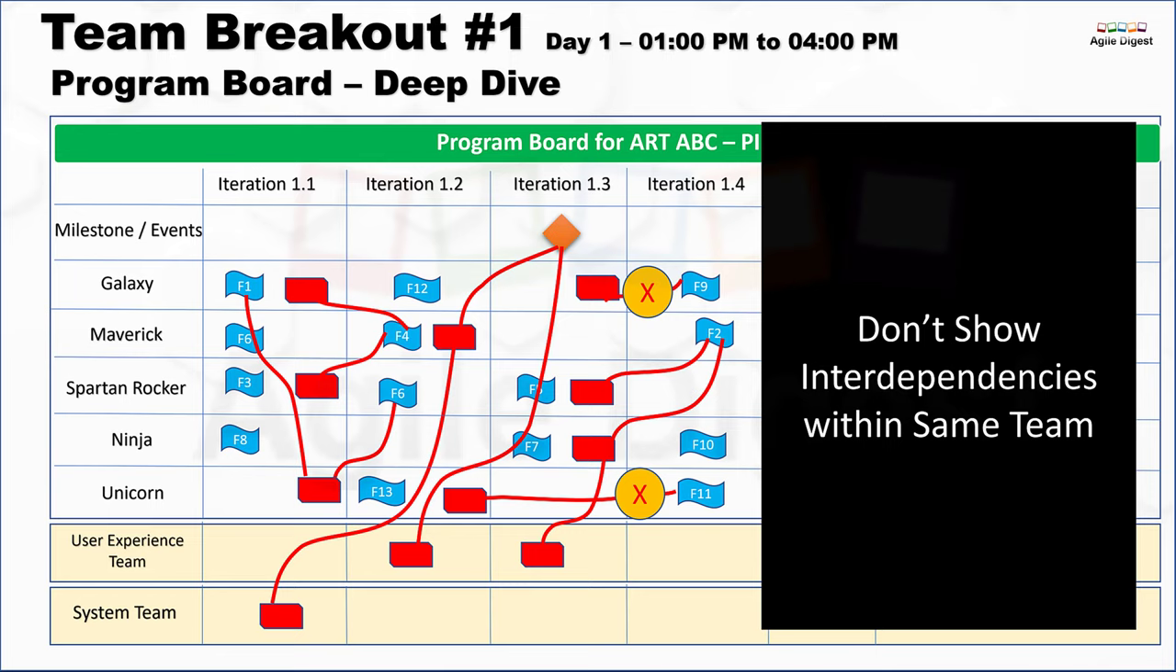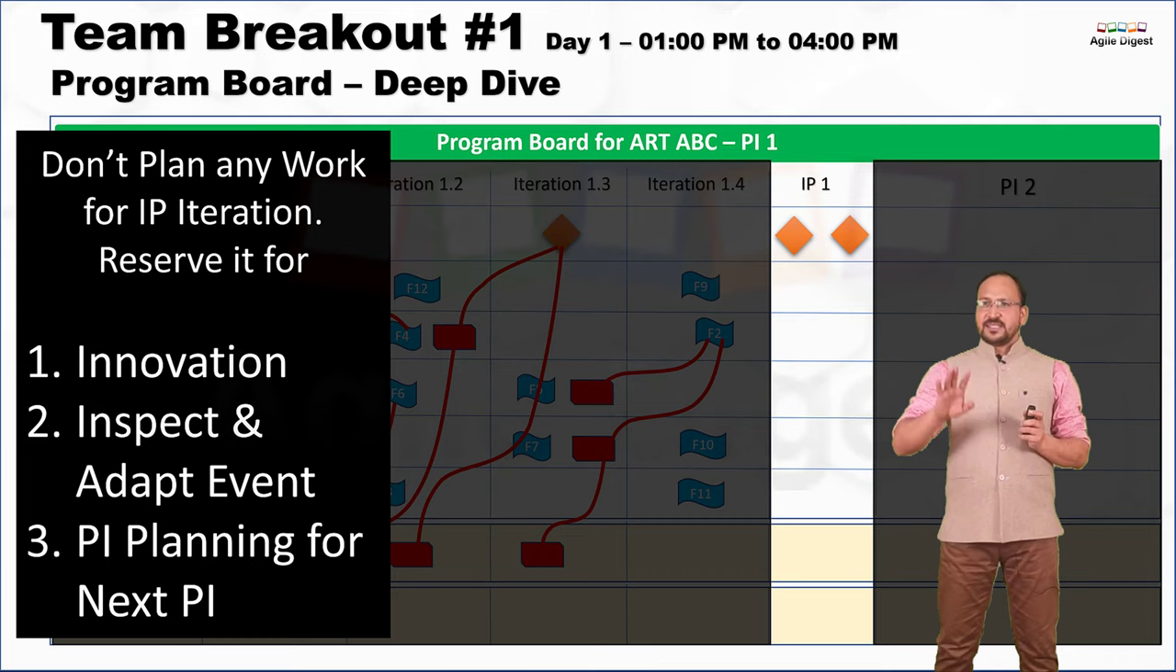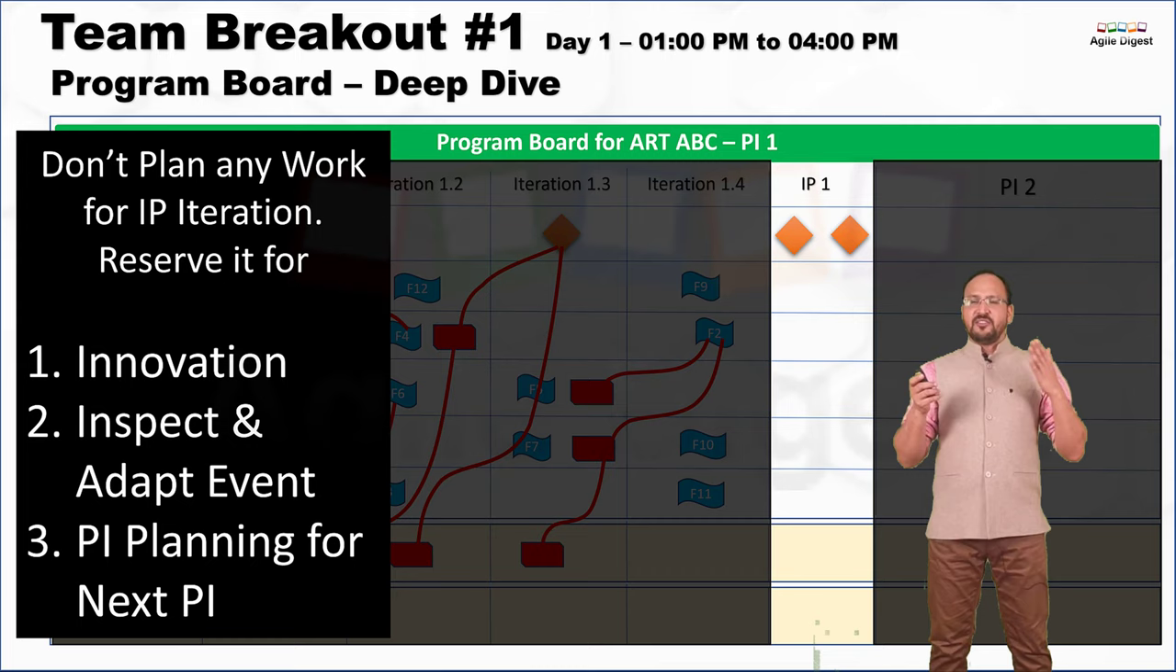Now we'll talk about a few other areas. When you are planning features, don't plan for your IP iteration. Keep the IP iteration only for innovation and planning. You do inspect and adapt, and you do PI planning for the next PI. All these activities you will be doing in your IP iteration. You should not be planning features there.